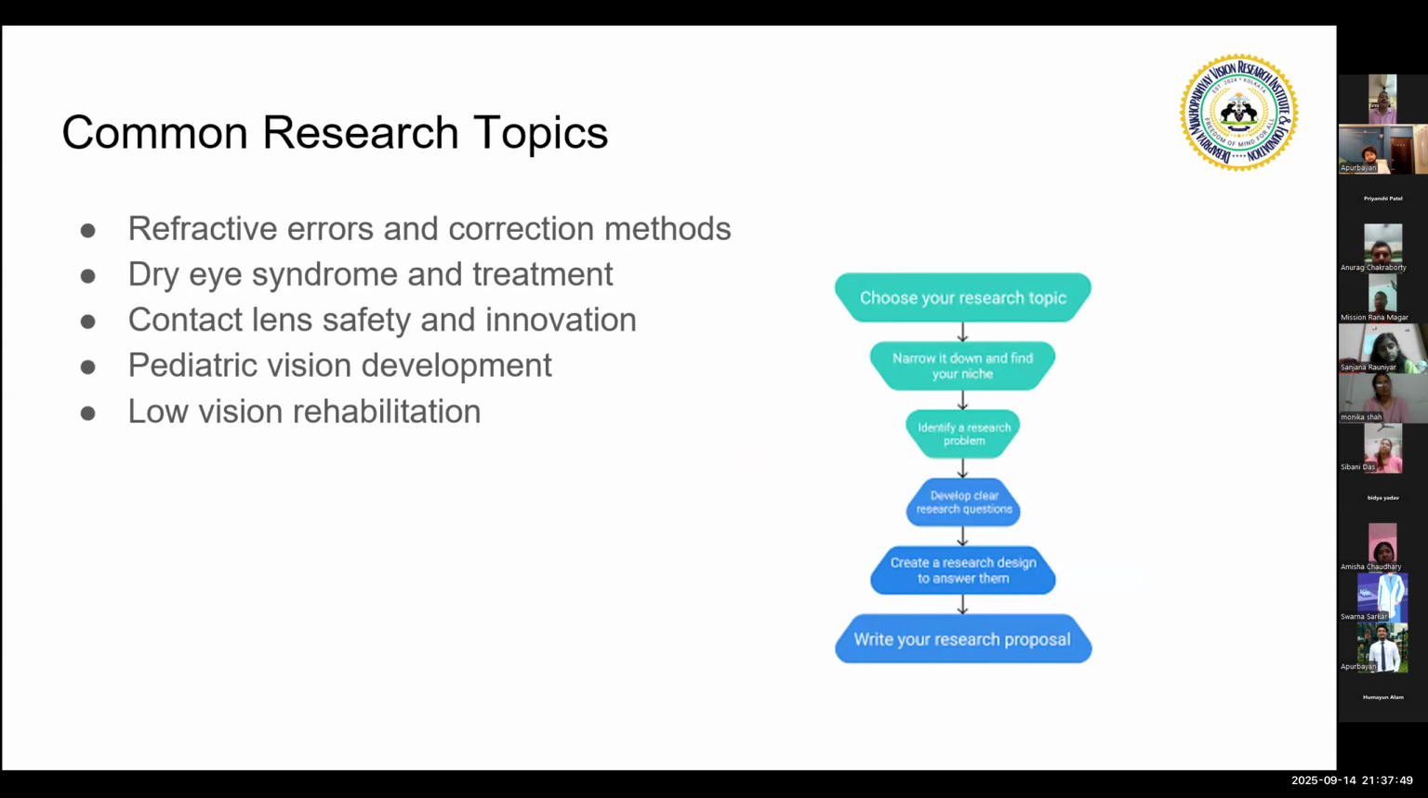Refractive error based studies and correction related methods are very common topics amongst optometrists. Dry eye syndrome and its treatment are very common. Contact lens safety and innovation are very crucial and happening in the field. Pediatric vision development and binocular vision, orthoptics. These are very well versed, and people are doing specialties and fellowships and research on them. Low vision rehabilitation is another good topic. Even international fellowships are happening on this.